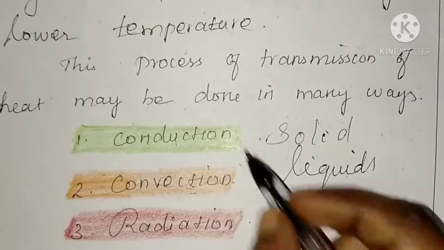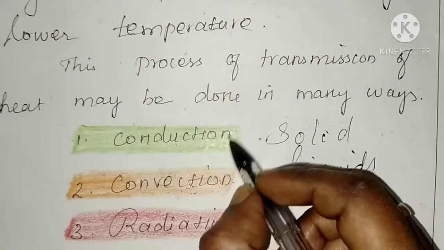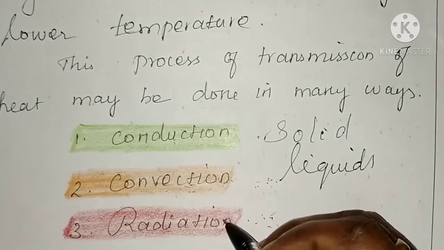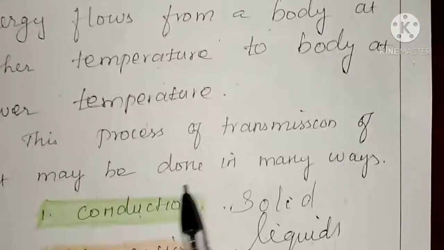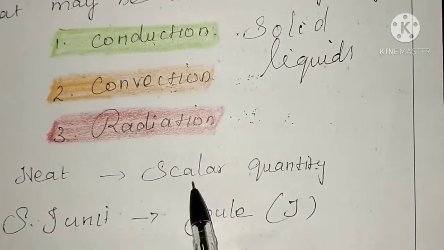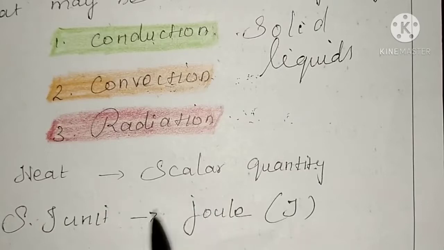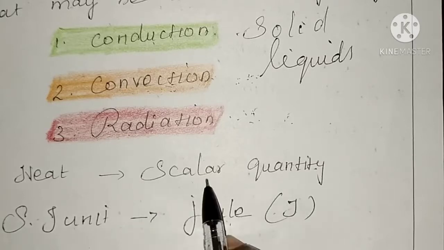So these are the three methods by which heat transfers from one place to another: conduction, convection and radiation. Heat energy, like temperature, is a scalar quantity. The SI unit of heat energy is the joule. What is the SI unit of heat energy? Joule, represented by the letter J. It is a scalar quantity. Temperature is also a scalar quantity, and heat is also a scalar quantity.